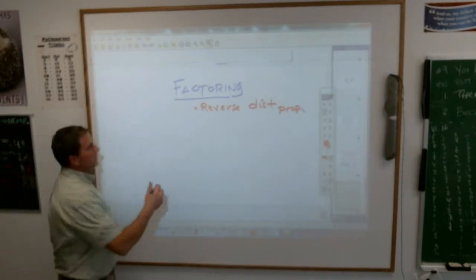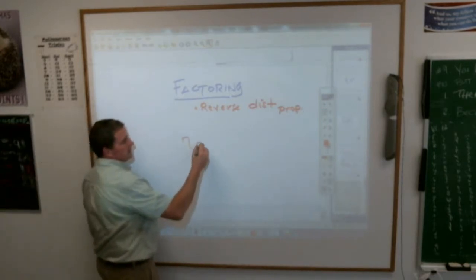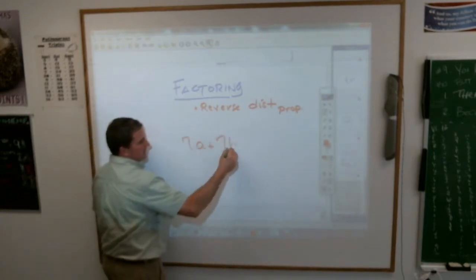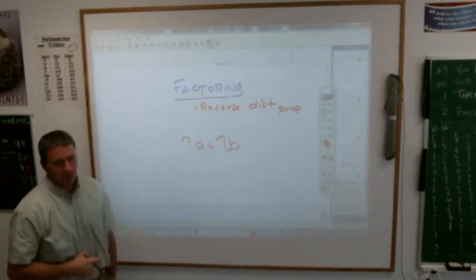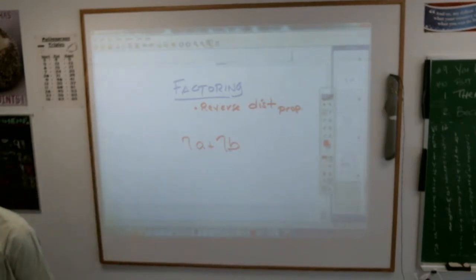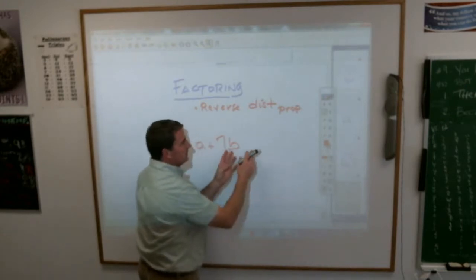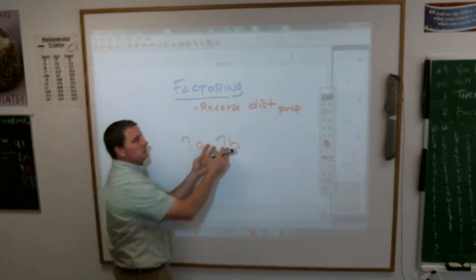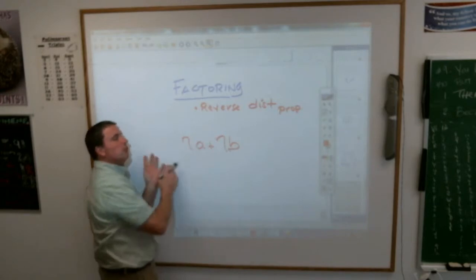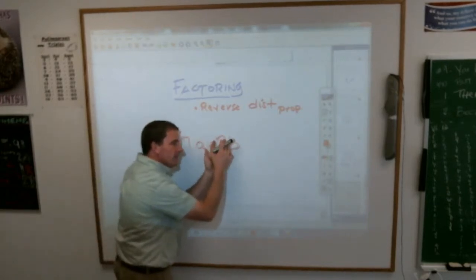That would be where you would have something like this, 7a plus 7b. Remember I said with the distributive property you have to have parentheses? Well, there's no parentheses there, but there will be when we're done. Factoring says rather than distributing out, you need to look and see what thing you can take out of both things and pull them out. Rather than giving in, we're pulling out.